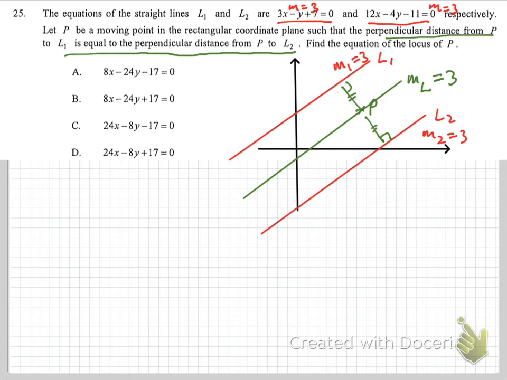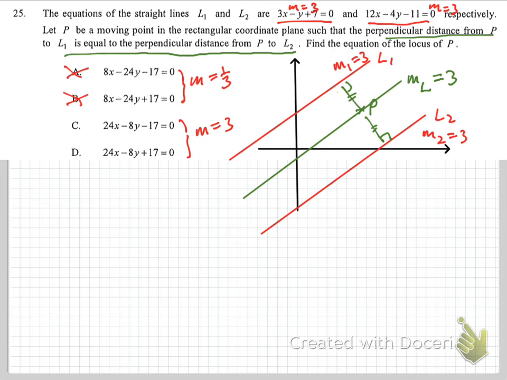Now we know the slope is 3, so we look at the answers whose slope is 3. The first two are wrong because they have the wrong slope. The slope is 1/3. So these two answers are not correct. These two have the right slope, the slope equals 3. You can change it to y equals mx plus c and get the slope. So we have to choose between C and D.